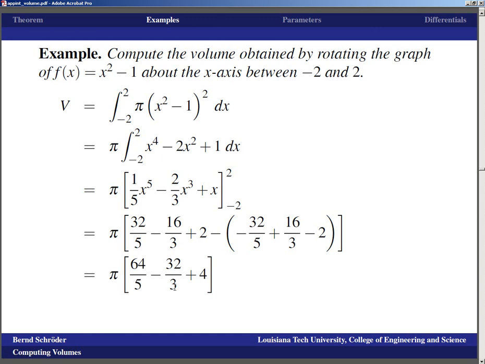Let's see, common denominator would be 15. Well, that doesn't sound too promising. But nonetheless, 64 times 3 would be 192. And 32 times 5 is 160. So we end up with 32 over 15. Should be plus 60 over 15, 92 over 15. Well, here we got it worked out, 92 over 15, and we've got the pi at the end. Hey, I got that right.